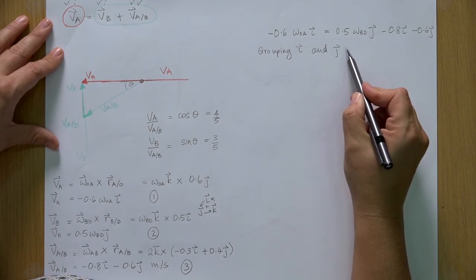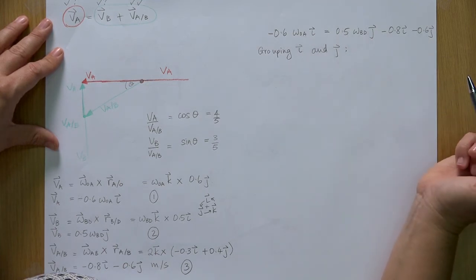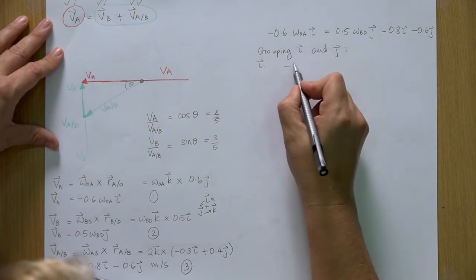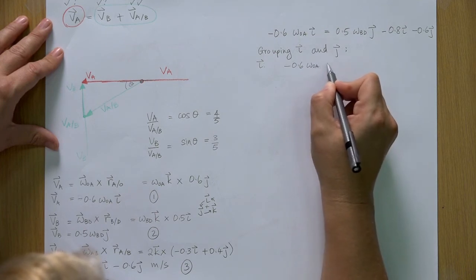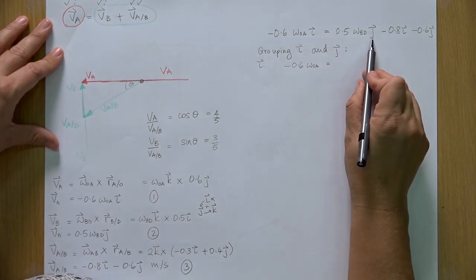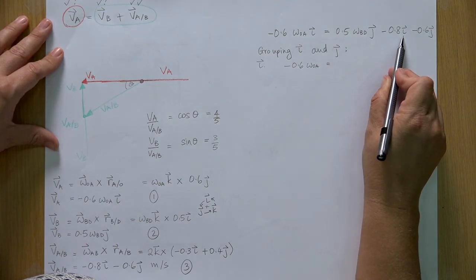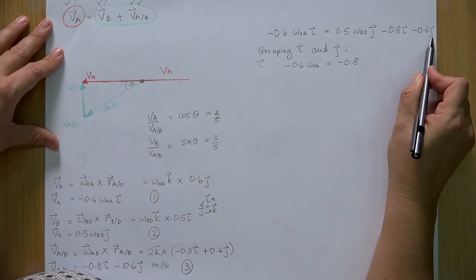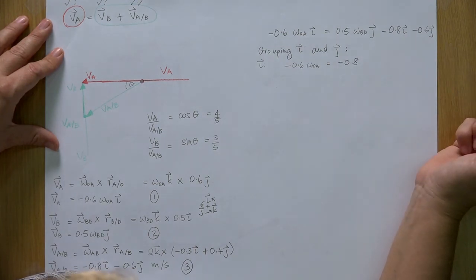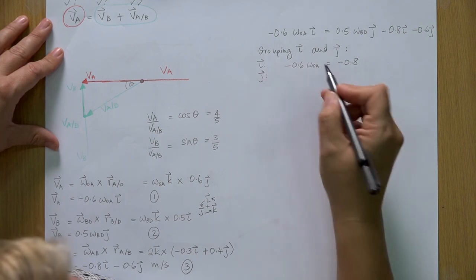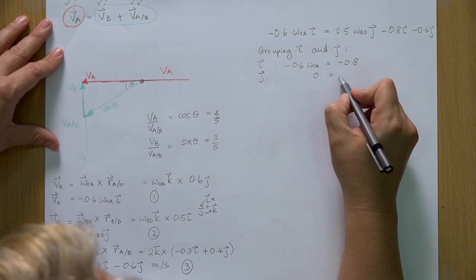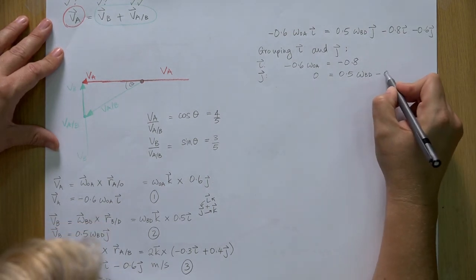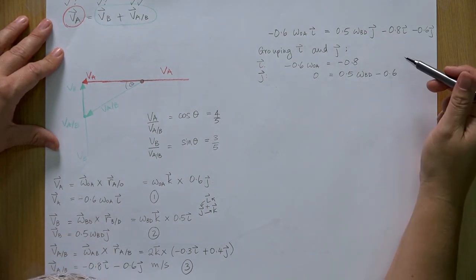We can also see that you can group I and J if you take this equation and take the dot product of the whole equation with I. We dot product this with I, we get minus 0.6 omega OA. Dot product this with I, J crossed with I is 0. We dot product this with I, I dot I is 1, minus 0.8. Dot product this with I, we get 0. J components, 0 equals 0.5 omega BD minus 0.6. So I get two equations in two unknowns.